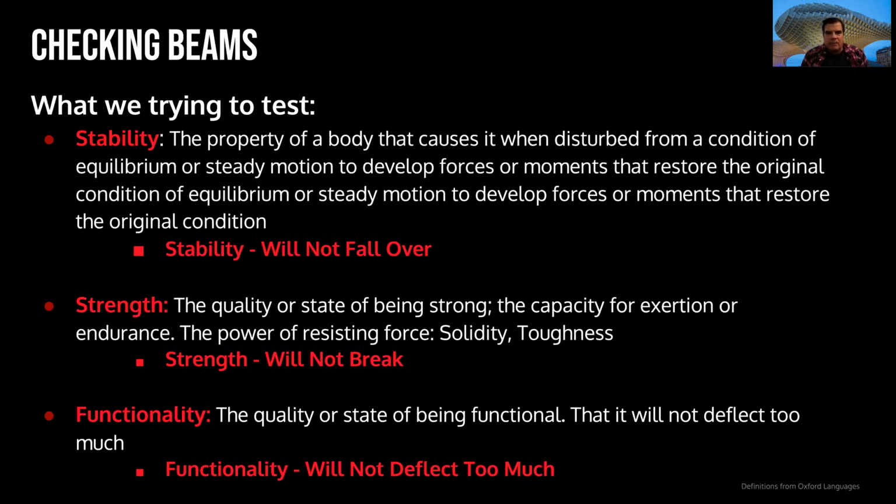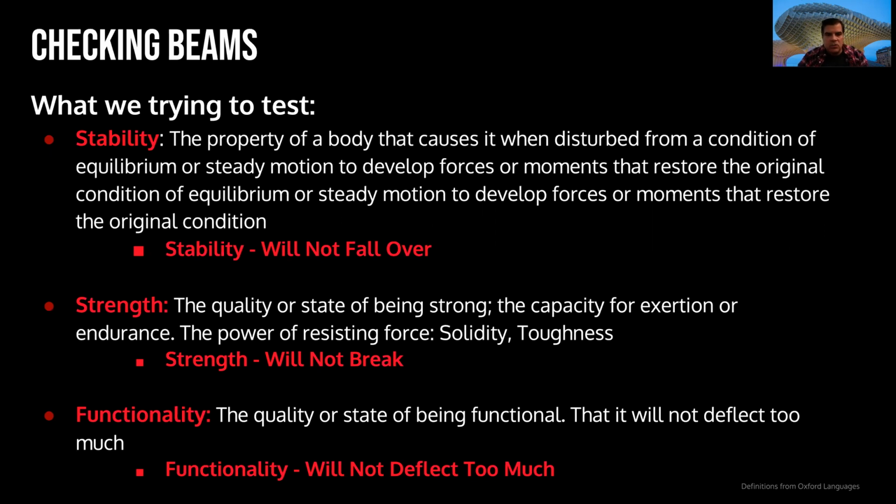Engineers need to check the beams, need to look if the beam that we want to design will support the loads. And what we try to test are three elements. First, the stability. There is here the definition of stability, but in few words, what we want is that the beam will not fall over, that will be stable, will not be moving.